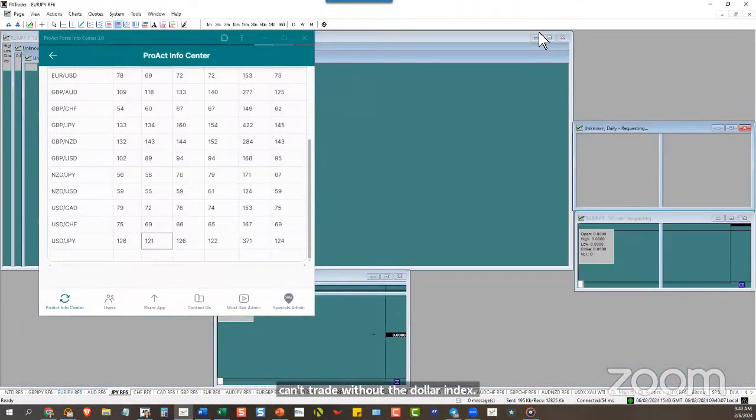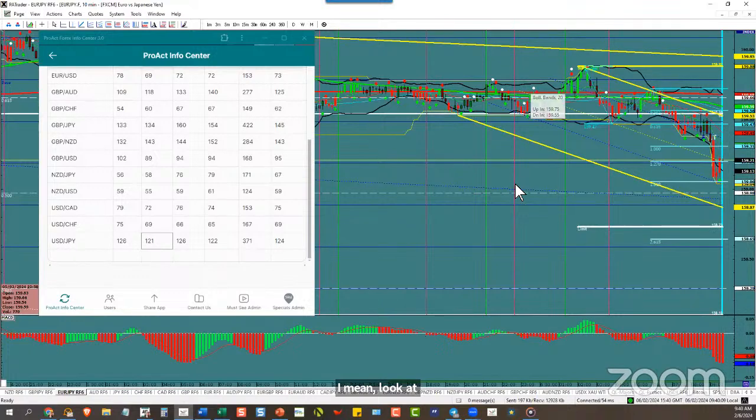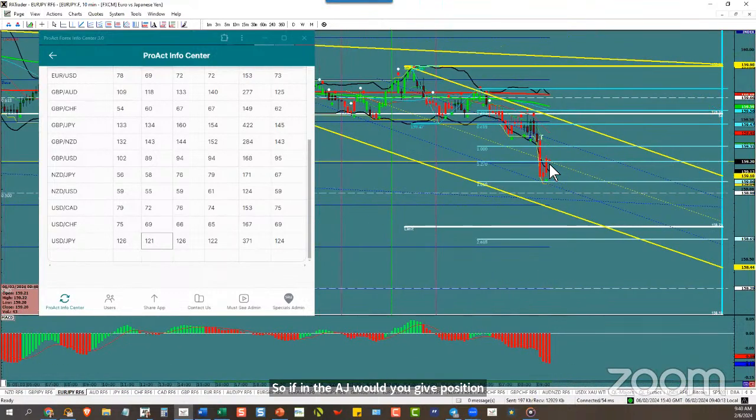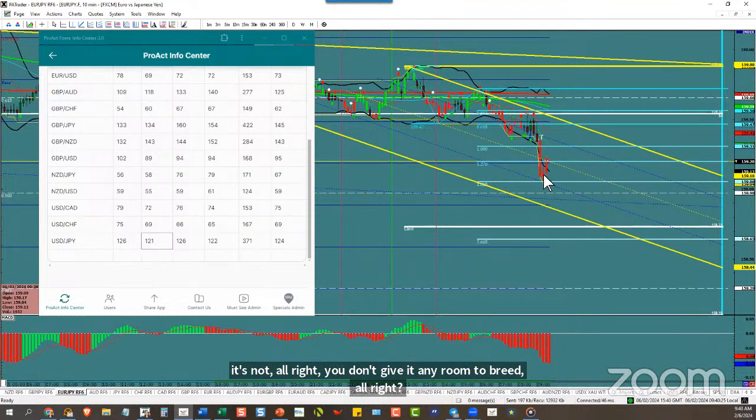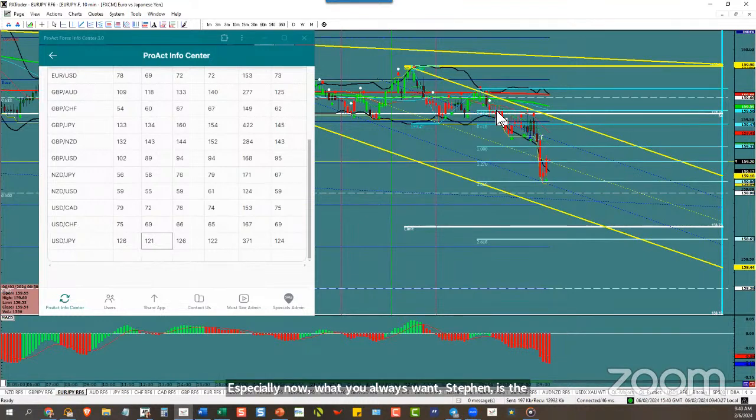All right, EJ, let me go over here. So if in the AJ, would you give position 2 room to breathe? Well, if position 2 is already in, you're in to breathe. If it's not, you don't give it any room to breathe. Especially now. What you always want, Stephen, is the pullback to be behind you. So this move right here to the downside, the pullback was behind me. So bankers took it.